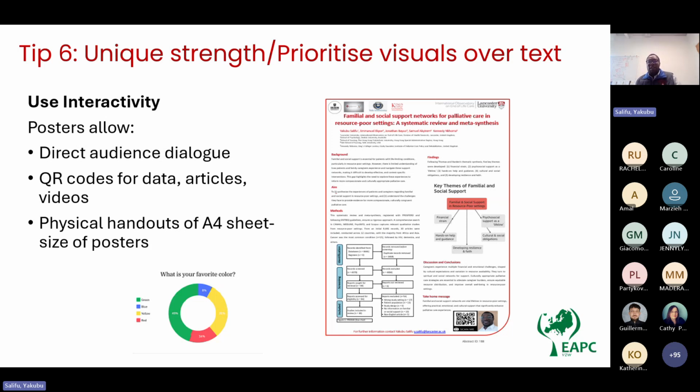And this is one of the examples of the posters that I did. Here you can see the information presented with a PRISMA chart and key themes. This was a while ago. If I were doing it now, I would still cut down some of the text in the background, the aims and the method, to make it much more appealing and much more interactive.